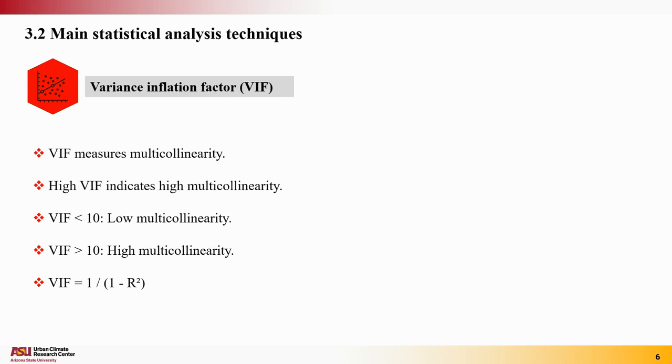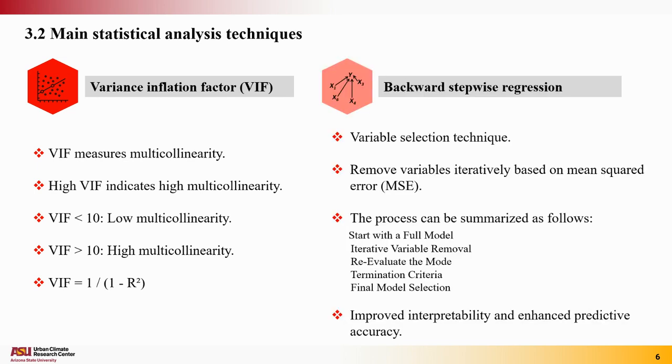The main statistical techniques we use: to detect multicollinearity, we employ the variance inflation factor, which is a value by which the variance of a predictor is inflated by the existence of correlation among the predictor variables in the model. A value greater than 10 means that there is high multicollinearity. We also perform an automatic selection technique called backward stepwise regression, which consists of removing variables iteratively until the mean square error is minimized. The purpose of this is to improve interpretability of the variables and enhance the predictive power of the predictors.